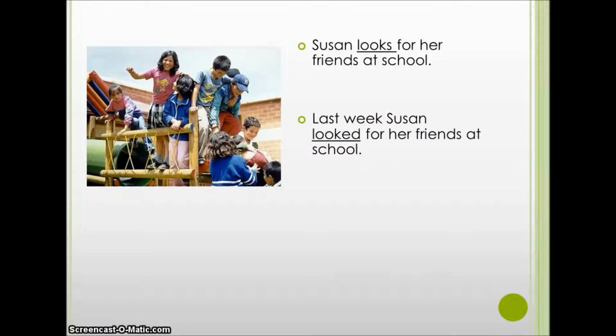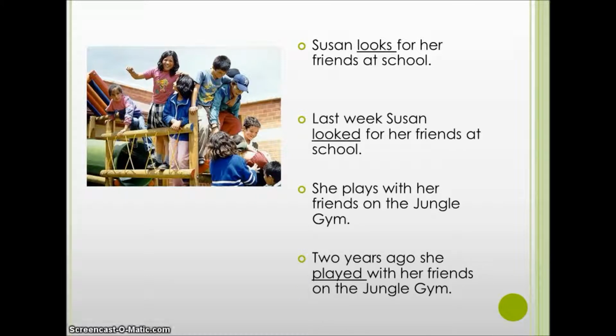Okay, next example. She plays with her friends on the jungle gym. 2 years ago, she played with her friends on the jungle gym. Okay, so there has to be a difference between plays and played. You are correct. Well done. Plays has an S, but played has an ED. Has anyone figured out yet why there are two different verbs? Why some of them end in S and some of them end in ED?